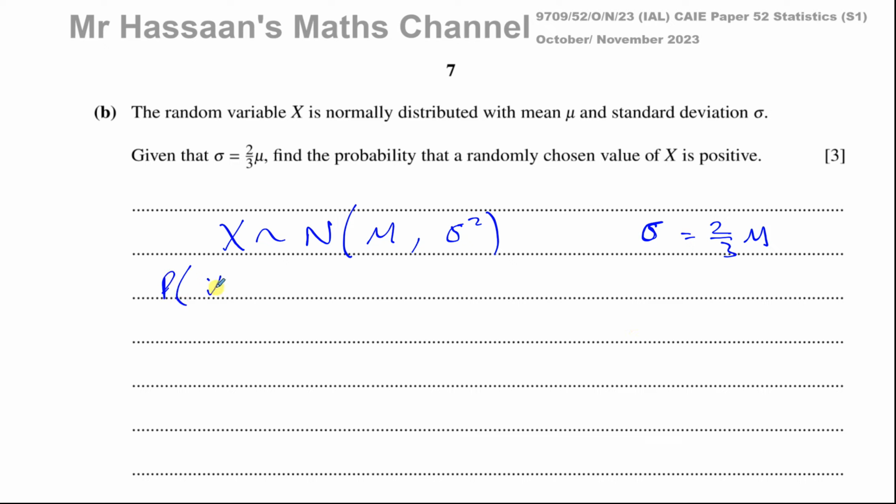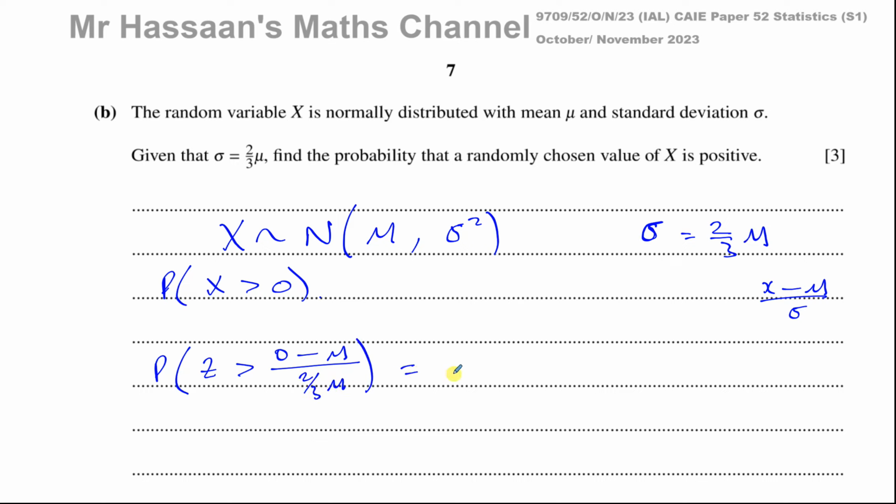So we're going to find the probability that X is greater than 0. Positive means greater than 0. Okay, so we can standardize the score of 0. If we standardize the score, remember we have X minus the mean over the standard deviation. So if we standardize 0, it's going to be 0 minus the mean over the standard deviation. Now the standard deviation is 2/3 mu. So this is over 2/3 of mu.